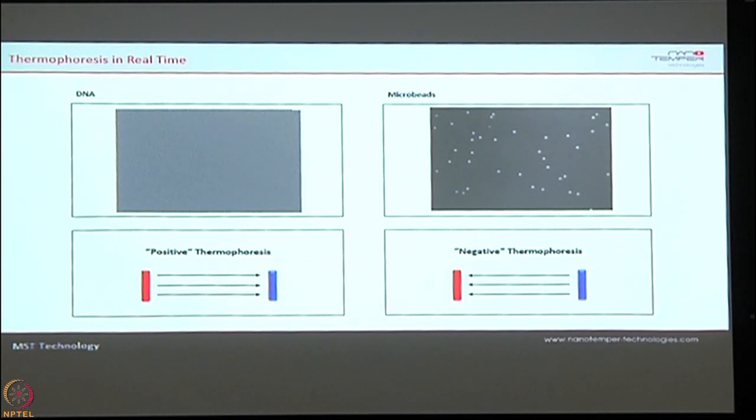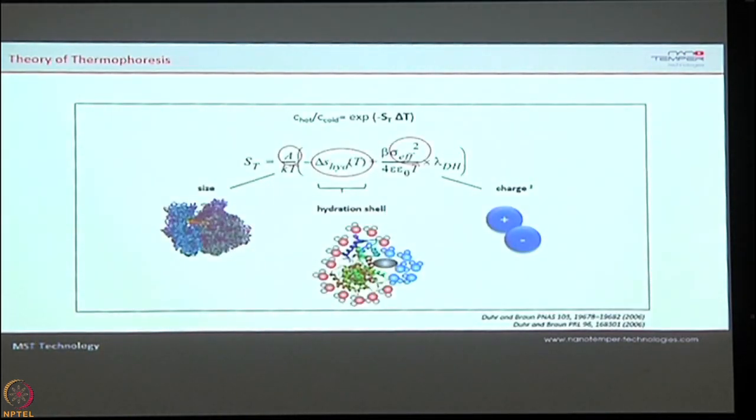How we measure, maybe I can take you to the next slide. If you look at the first slide, the two gentlemen who proposed the theory of thermophoresis state that the steady state concentration of the molecules before and after heating is directly dependent upon three parameters: size, charge, and the hydration shell. Whenever you shine some heat, the ratio of the molecules that have moved towards the hotter region and the molecules in the colder region is always dependent upon these three parameters. That is what the law of thermophoresis says. And all our experiments have been highly validated, and they follow this principle.